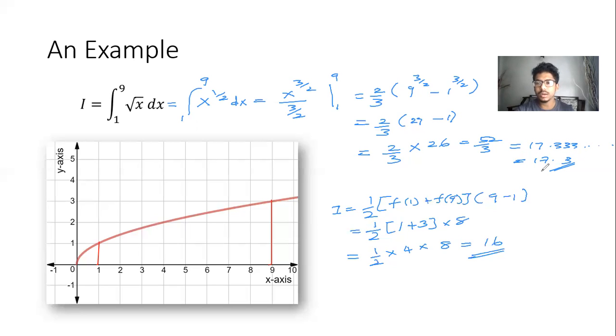Can you tell me why we get different values? Now the actual value is 17.3, but we got 16 here. So there is a difference of about 1.333, an error, right? There's a difference between these two values. So what is the reason for the difference? Can you tell me why? I'll think.